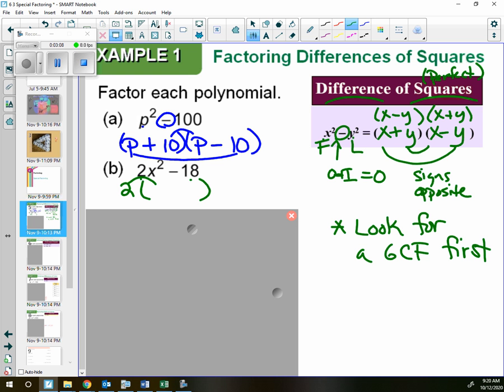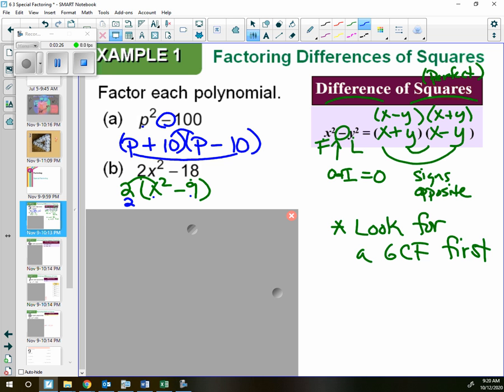So 2 times what would give me 2x squared? Well, that would be x squared. And then 2 times what would give me a minus 18? That would be minus 9. So once I do that, look what happens inside there. Oh, for sure, we have perfect squares now. So that's something to watch for. If you don't have perfect squares right away, go ahead and pull out that GCF.